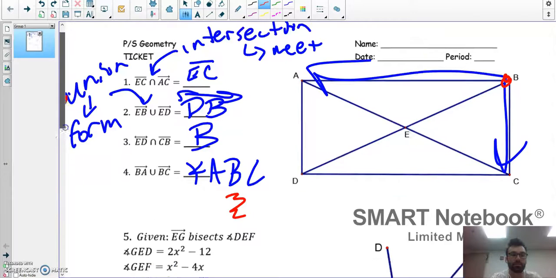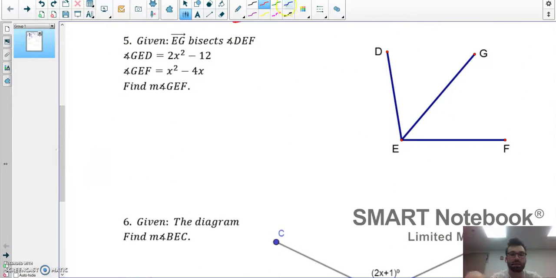Oh boy. All right, let's try this one. Remember we talked in class yesterday about rays bisecting angles. You're given that EG bisects DEF. Remember that when a ray bisects an angle, it divides that angle into two congruent parts. It splits it in half, making each of these parts equal in measure.